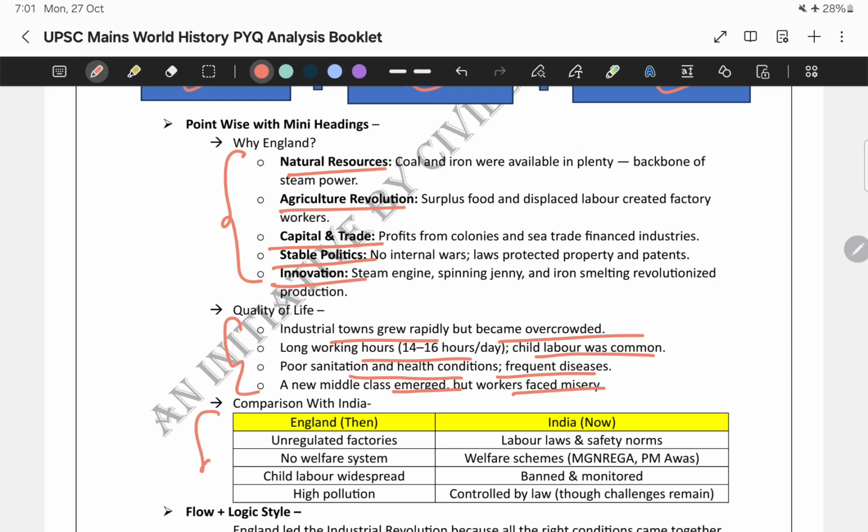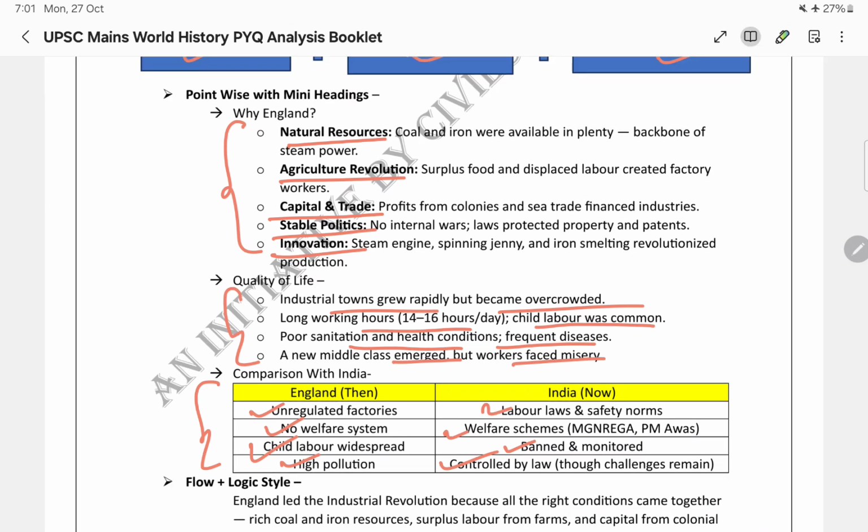And now how can you compare it with present day India? Like, what were the points that we had discussed previously? In England, the factories were unregulated, but in India we have labor laws. In England, there was no welfare system, but in India we have welfare schemes like MGNREGA, PM Awas Yojana. In England, child labor was widespread, but in India it is banned. In England, there was high pollution, but in India we have laws, though we have certain challenges, and the government is reacting to those challenges. So this is one way how you can write the body part of your answer.